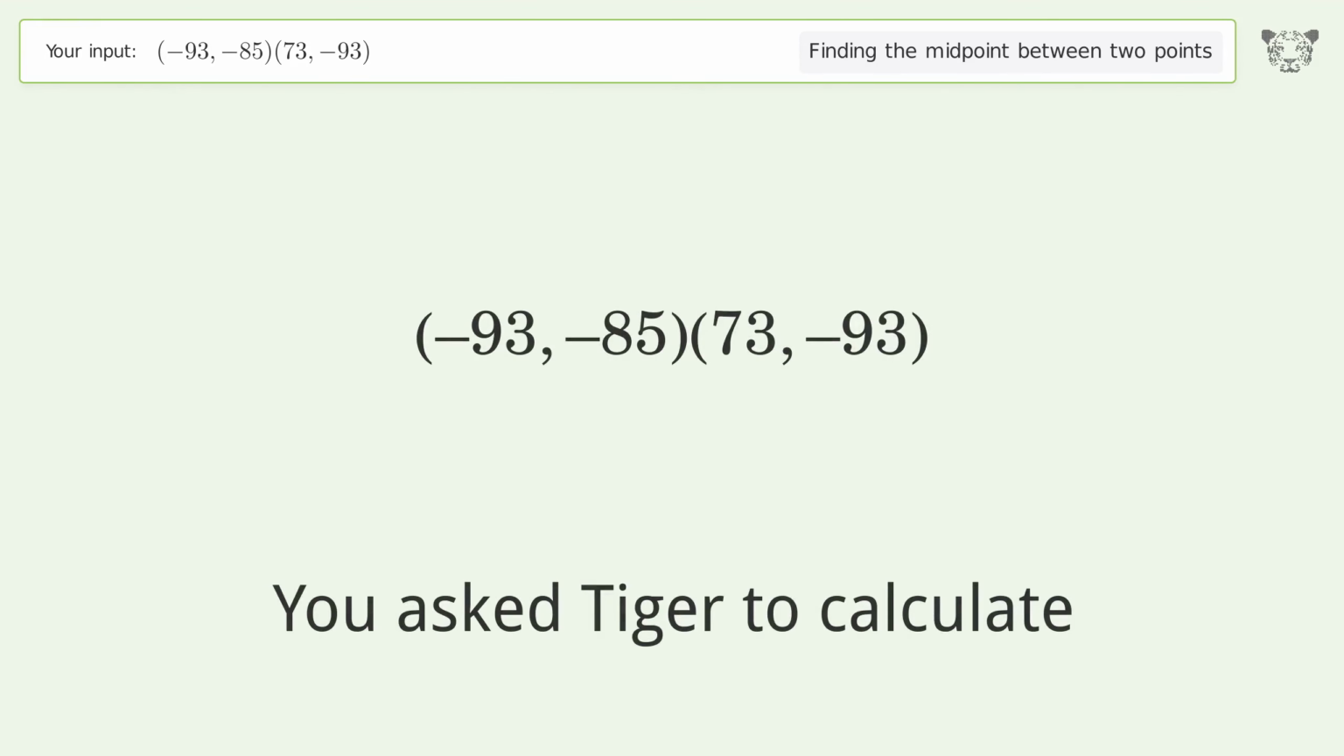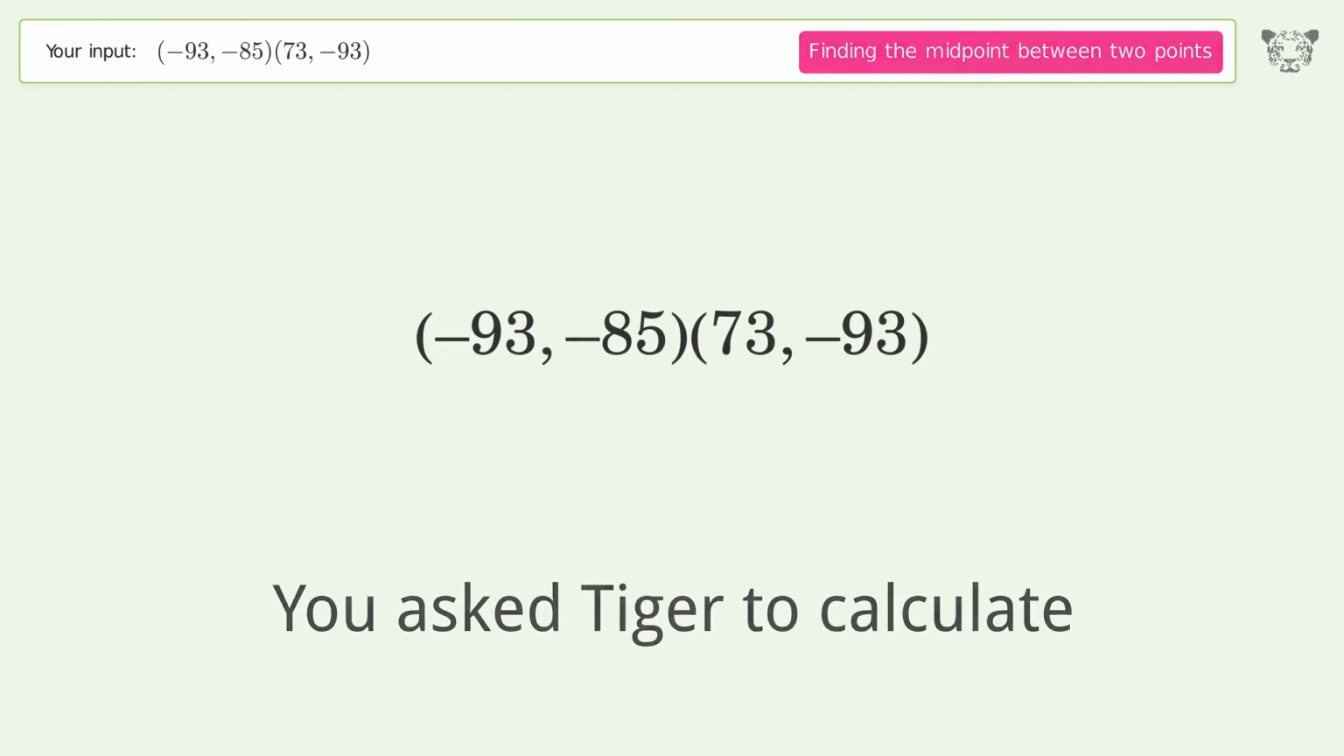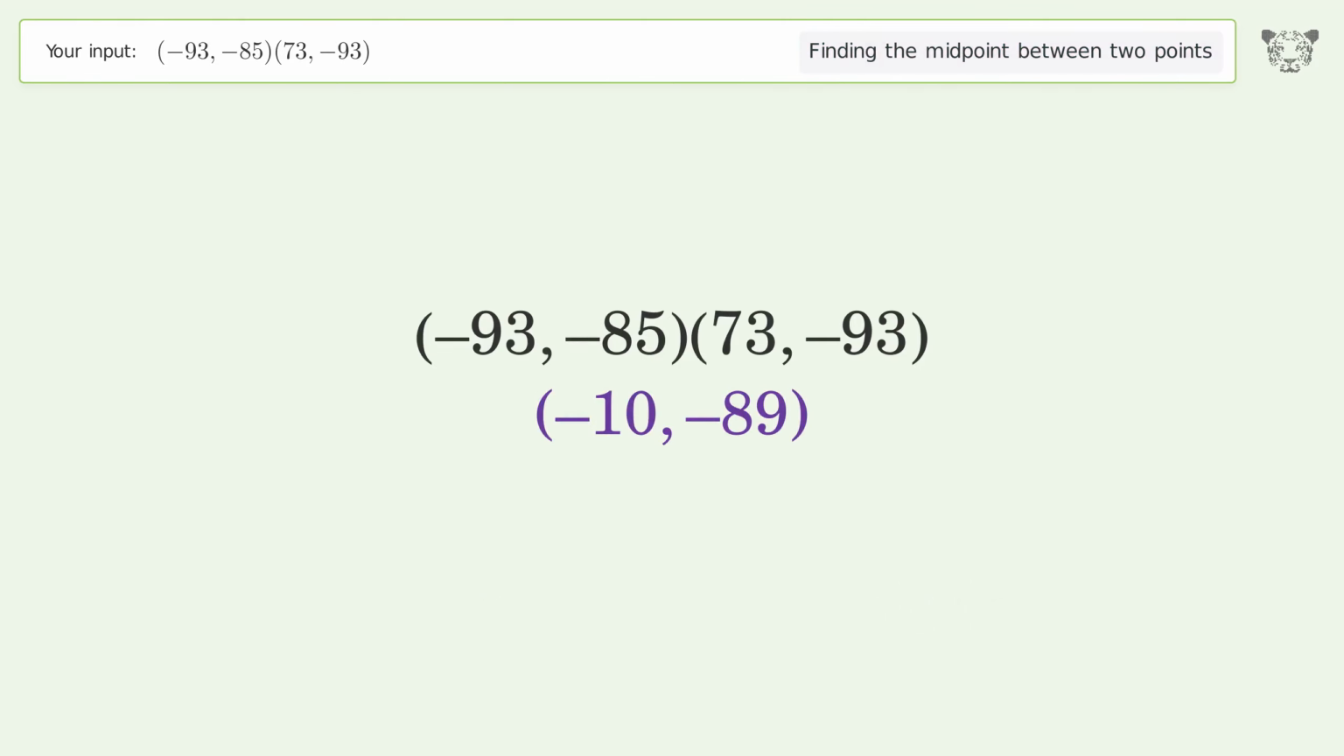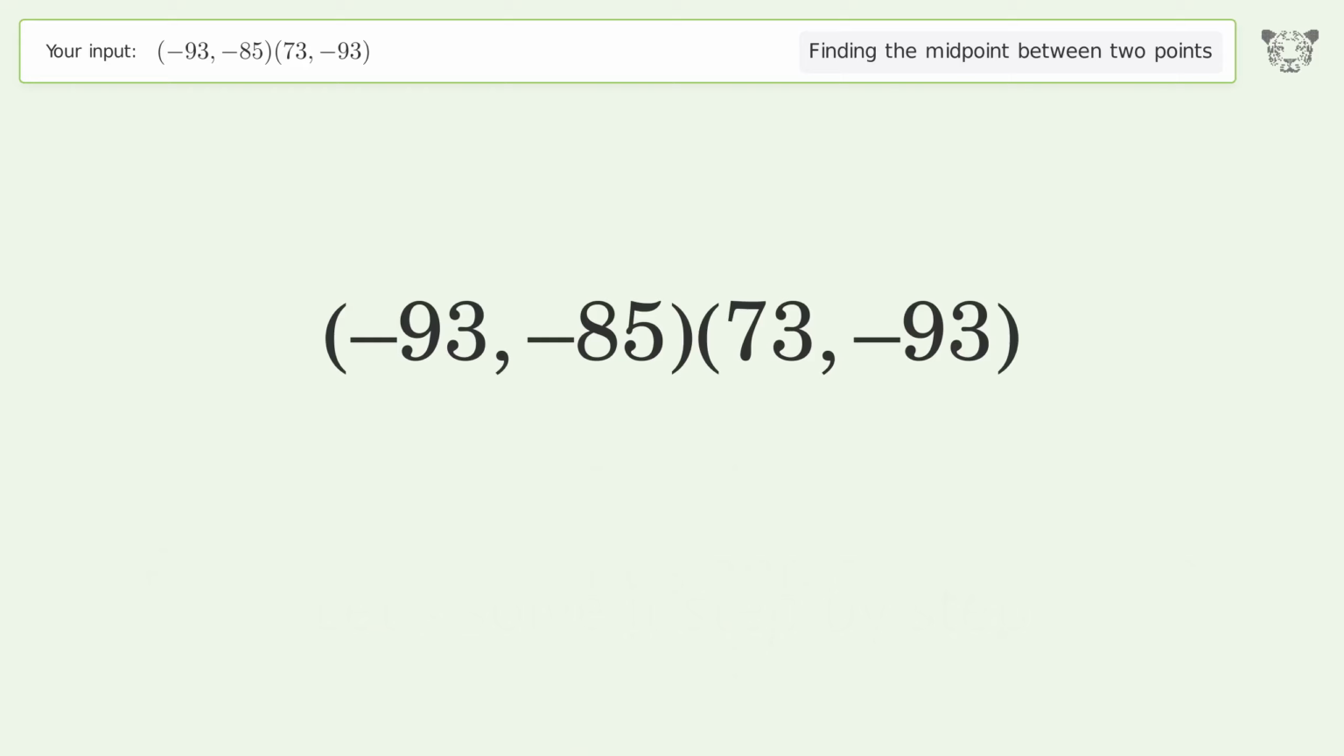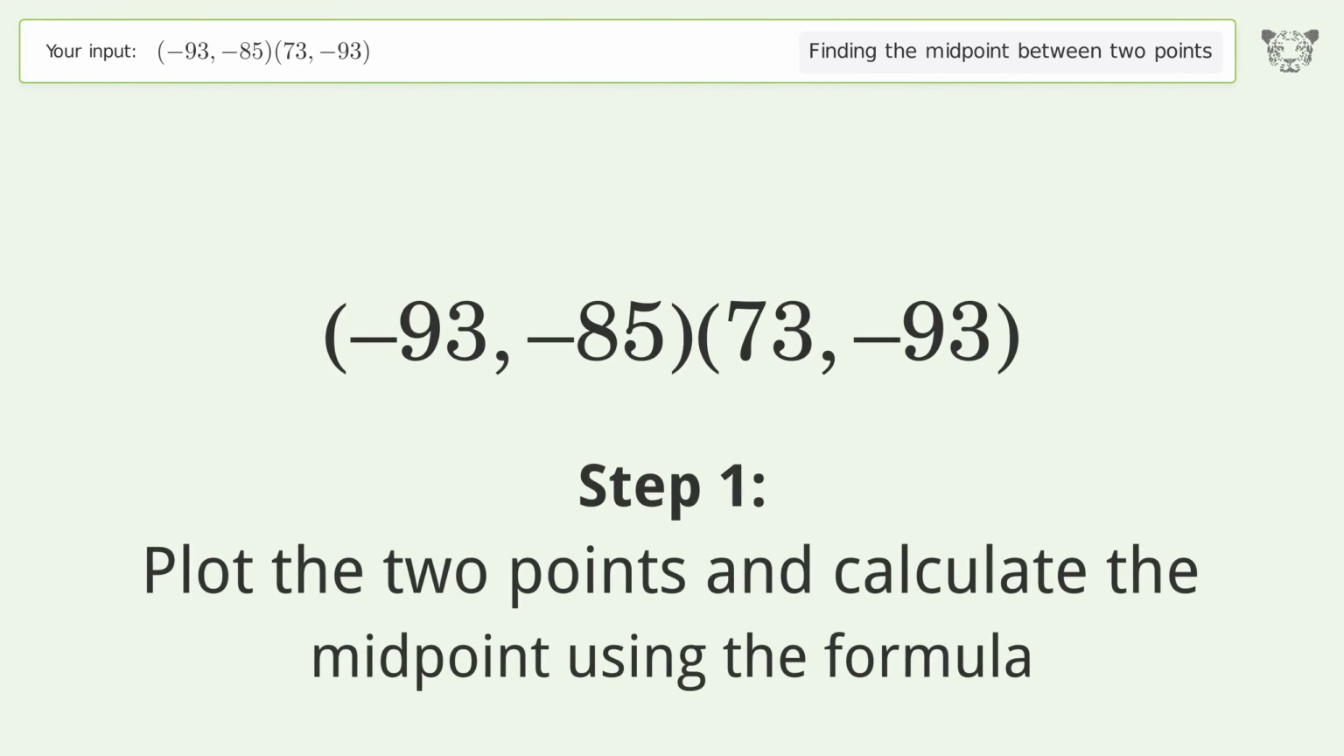You ask Tiger to calculate. This deals with finding the midpoint between 2 points. The midpoint between the 2 points is -10, -89. Let's solve it step by step. Plot the 2 points and calculate the midpoint using the formula.